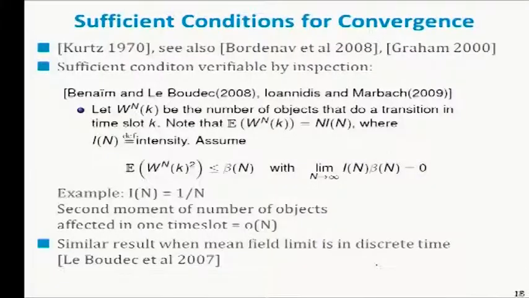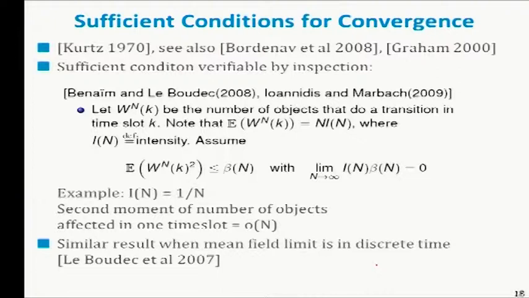Now, technically, once I have written my model, there are technical conditions that are sufficient. For example, the most sophisticated one is this one. It says that if I call Wn of k the number of objects that can do a transition in a discrete time slot, then, so this is a random number. Transitions of different kinds can occur in an object. In our case, for example, the infection, there can be 0, 1, or 2 objects that do a transition because the meetings are only pairwise.